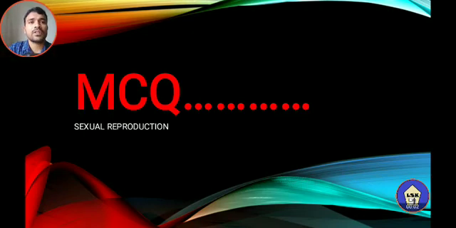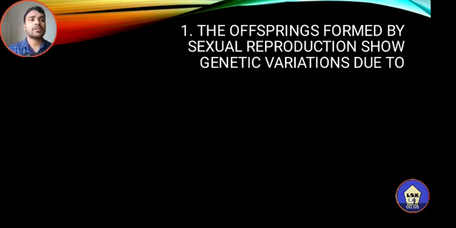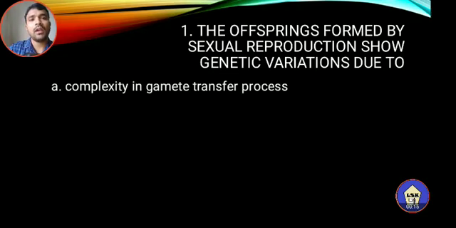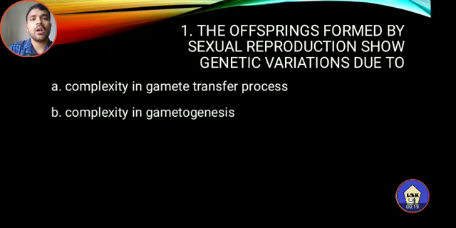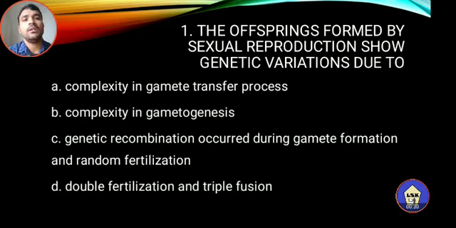Okay, now the first question. The offsprings formed by sexual reproduction show genetic variations due to the options given. Option A, complexity in gamete transfer process. Option B, complexity in gametogenesis. Option C, genetic recombination occurred during gamete formation and random fertilization. And option D, double fertilization and triple fusion.